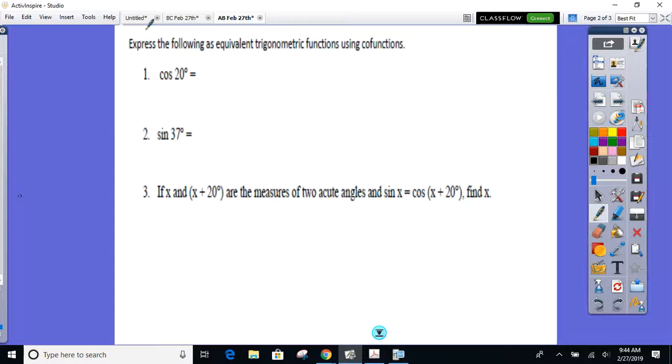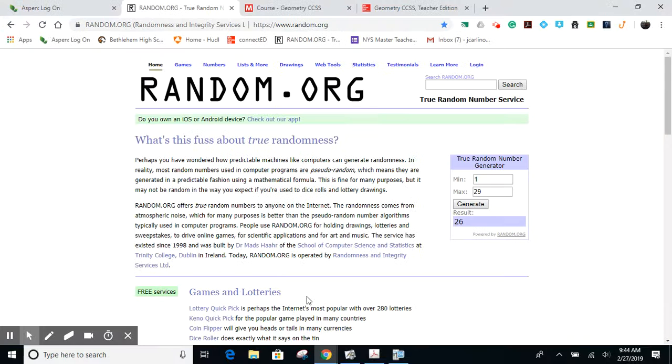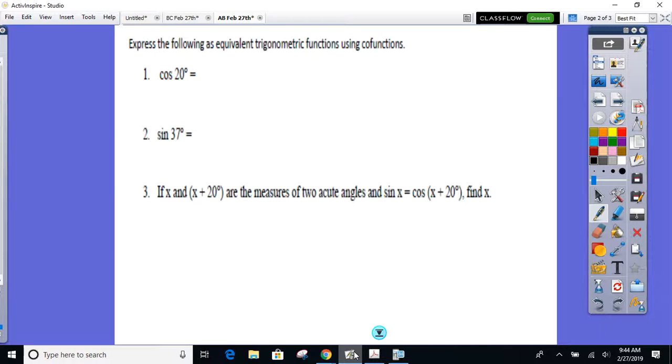I don't want the decimal on your calculator. That's what I'm looking for here. The cosine of 20 should be equal to what? As a new ratio and a new angle. Thoughts? Sine of 70. They're always equal if their angles add to 90.